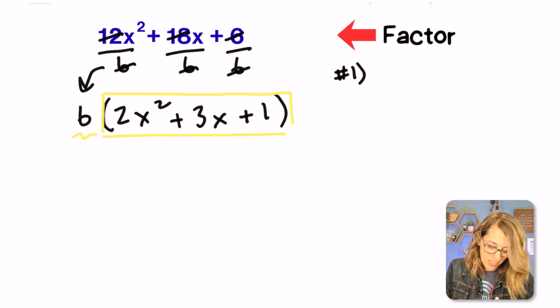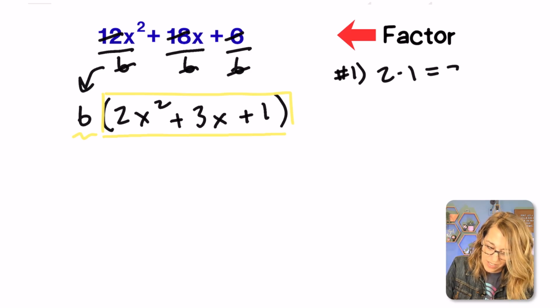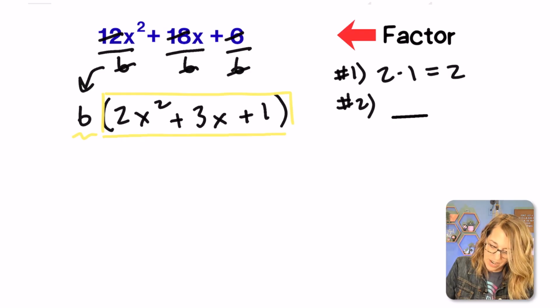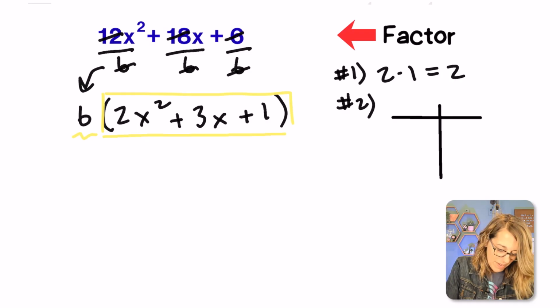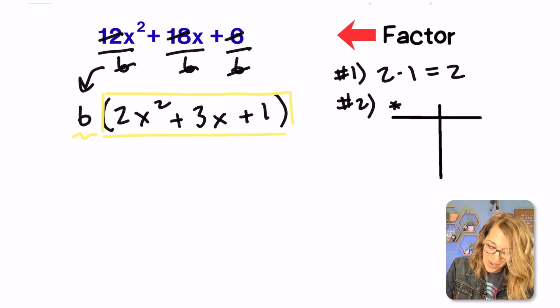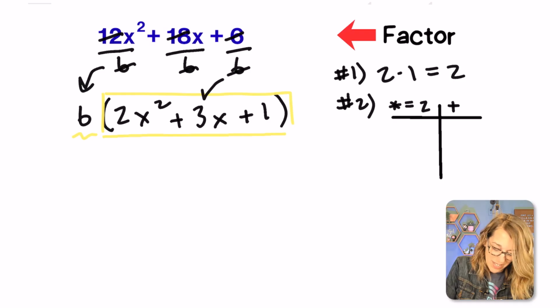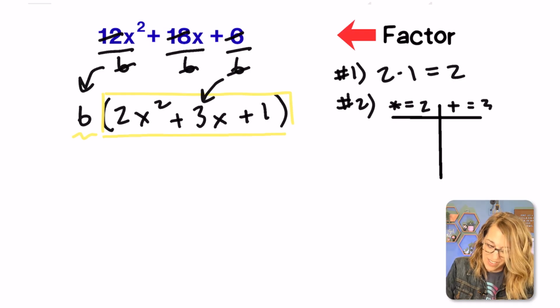So working inside of this trinomial, I need to multiply the two outer numbers. 2 times 1 is equal to 2. And then step number 2, I am looking for pairs of numbers. There really aren't like any choices here. Pairs of numbers that multiply to be a 2 and add to be my middle term here, which is a 3.